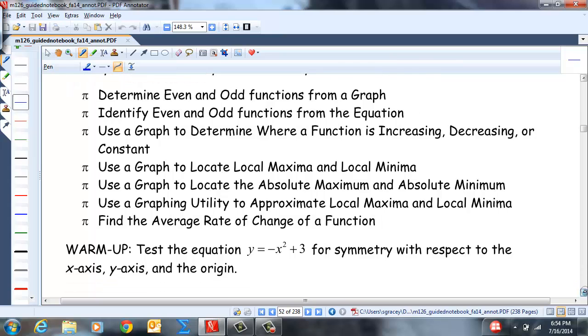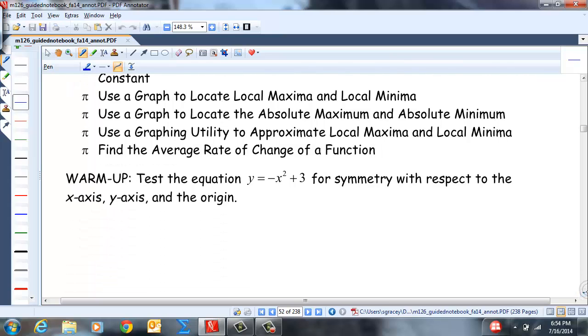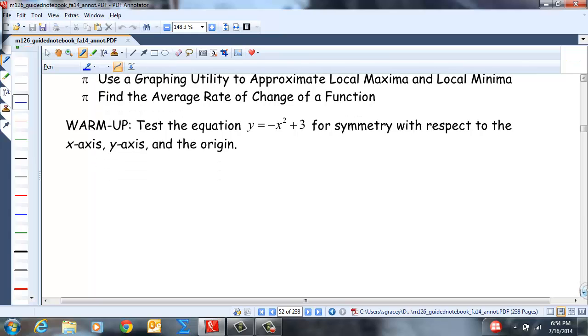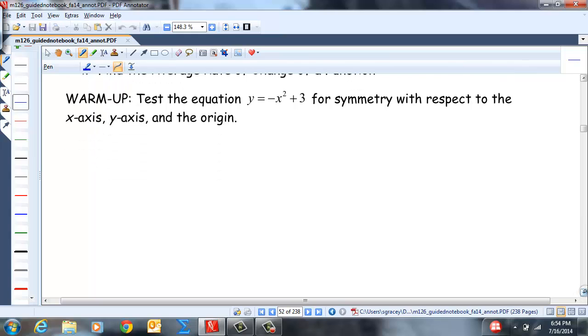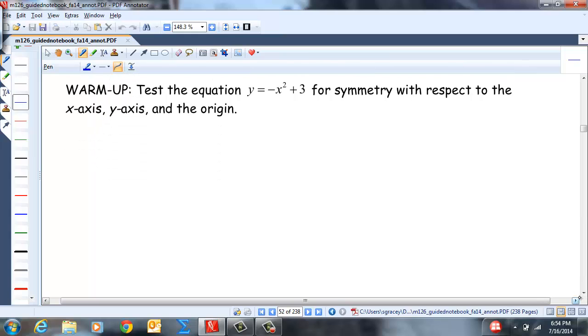So the warm-up problem is about testing for symmetry. So if you need to look back in your notes, go ahead. Otherwise, pause the movie and work it out. Okay, let's see how you guys did.